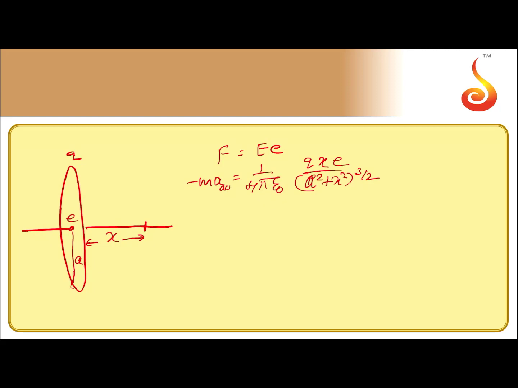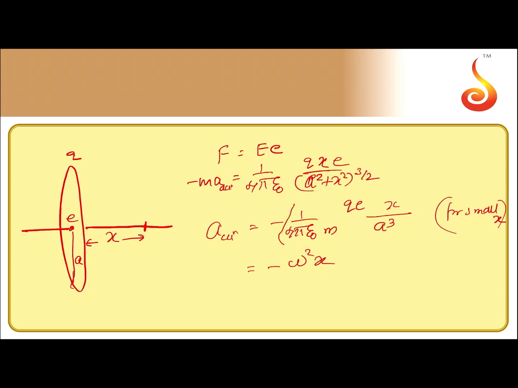So, I will write it as acceleration just to highlight the difference between these two. Acceleration is equal to minus 1 by 4 pi epsilon naught m into q into e into x divided by a cube for small x. For small x, a square plus x square to the power of 3 by 2 can be written as a square to the power of 3 by 2, that is a cube. So, if you look at it, this is of the form minus omega square x. That means this entire term is nothing but omega square.